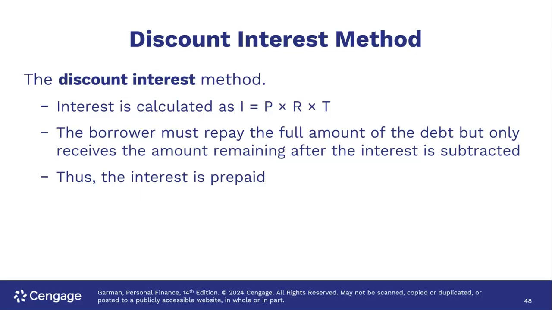The discount method is similar, except interest is calculated in the same way as the add-on, but it's subtracted from the amount borrowed. So, for example, if you had a $5,000 loan and there was $1,000 interest, you would only receive $4,000. As a result, the interest is prepaid.